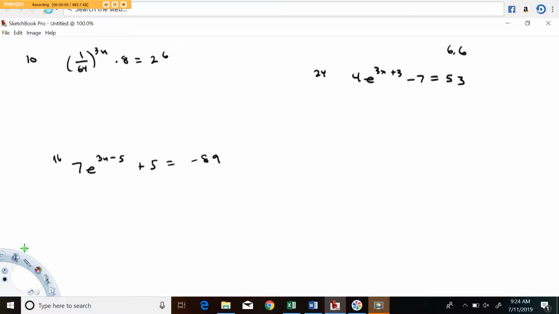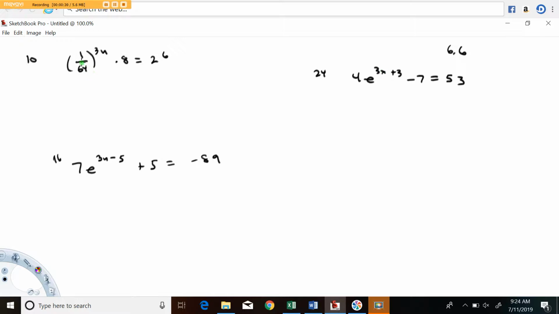Making this video here to help you out with your homework in section 6.6 in the College Algebra OpenStax text. We're going to look at 10, 16, and 24, starting with number 10. The directions here are to solve for every one of these. Here solve for n, here solve for n, here solve for x. So let's take a look at this thing.